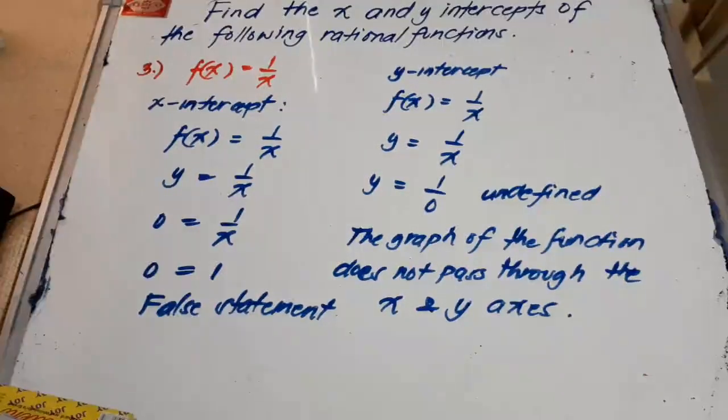Okay? So, that will be my examples in finding the x and y intercepts of rational functions. So, my next video will be teaching you how to determine the zeros of rational functions. So, thank you.